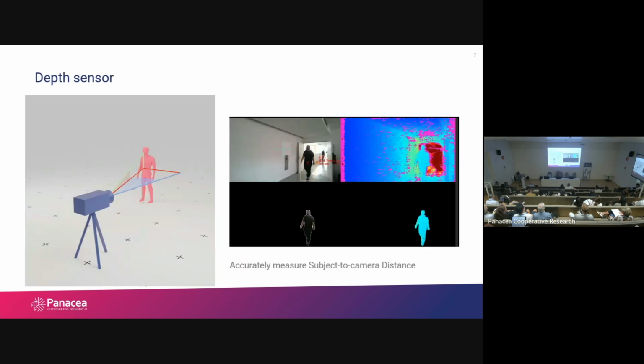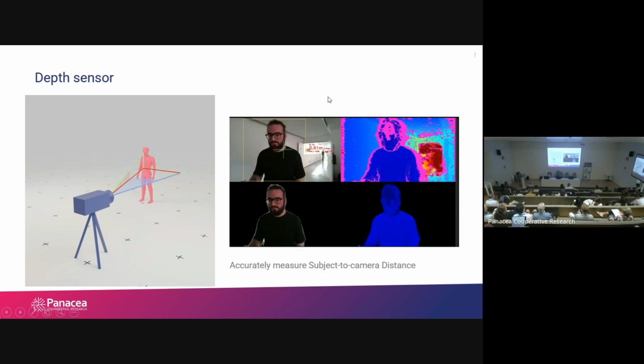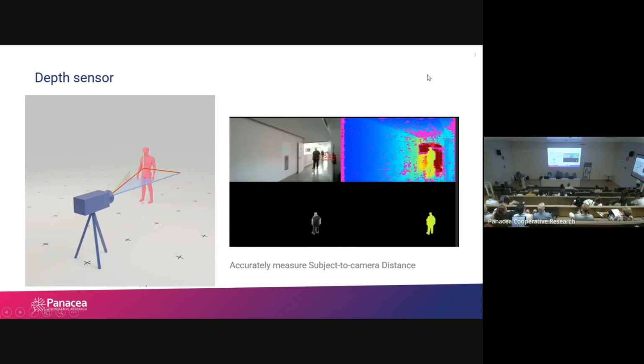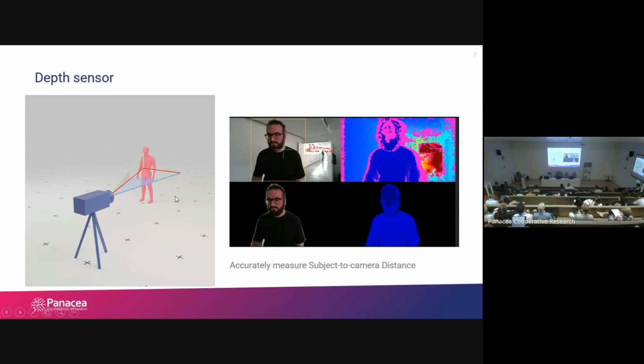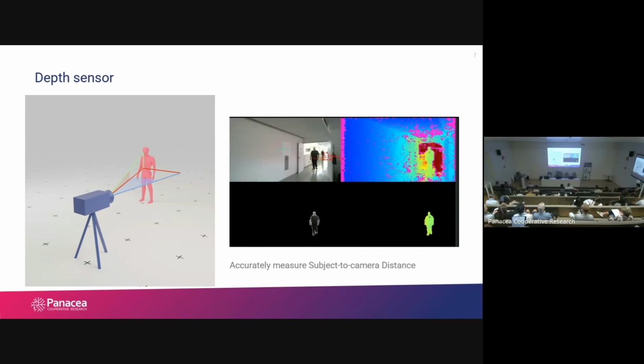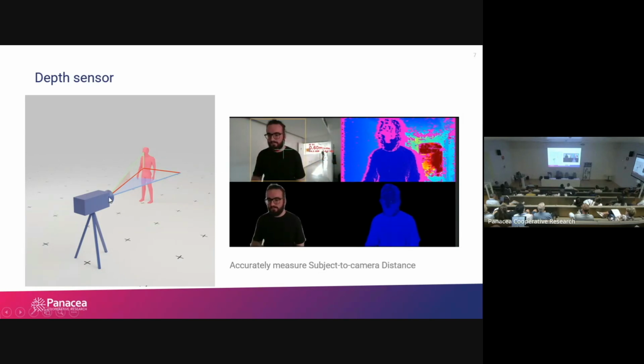So I'm going to very briefly explain the depth sensor. This is basically what it does: it captures infrared light, and it is not exactly going to give you the real subject to camera distance, but an approximate, and then using basic trigonometry, you can calculate that distance.